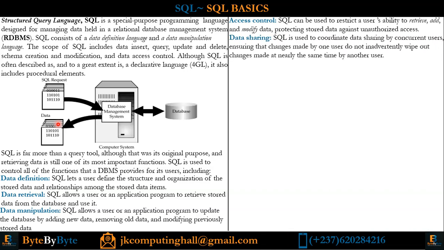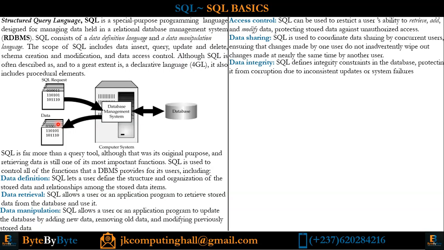Also, there is data sharing. SQL is used to coordinate data sharing by concurrent users, ensuring that changes made by one user do not inadvertently wipe out changes made at nearly the same time by another user. So the problem that we find in operating systems, the race condition, SQL eliminates that. That's why we say it coordinates data sharing by concurrent users, ensuring that the changes made by one user do not inadvertently wipe out changes made at nearly the same time by another user.